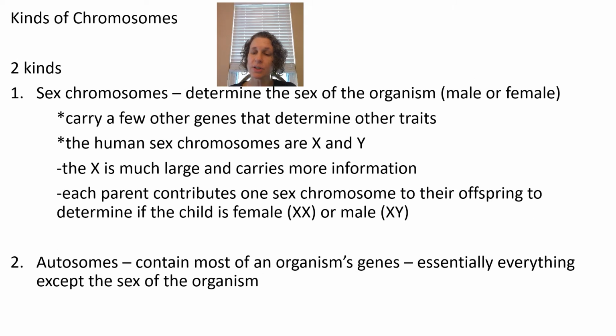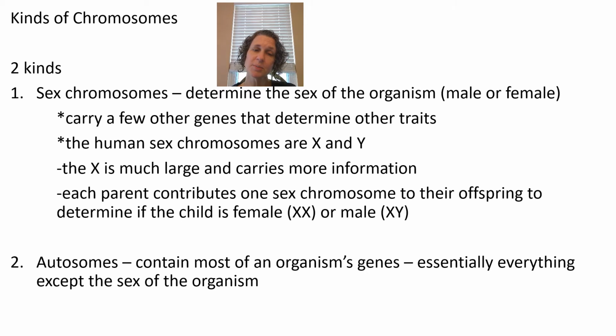Okay, so now there are two types of chromosomes, or two kinds. First are the sex chromosomes, and these tell you whether an organism is male or female. They don't have a lot of other information on them, besides the gender of an organism.